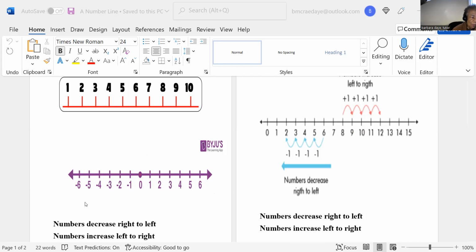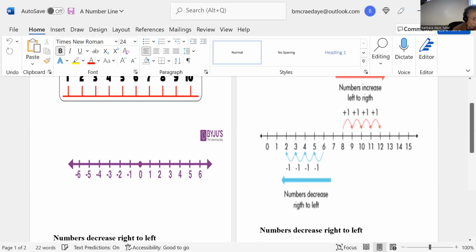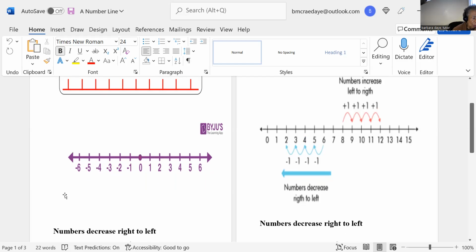Okay. Now, let me just ask you a question. What is larger, -4 or -5? Which one is larger? -4. Very good. Excellent.